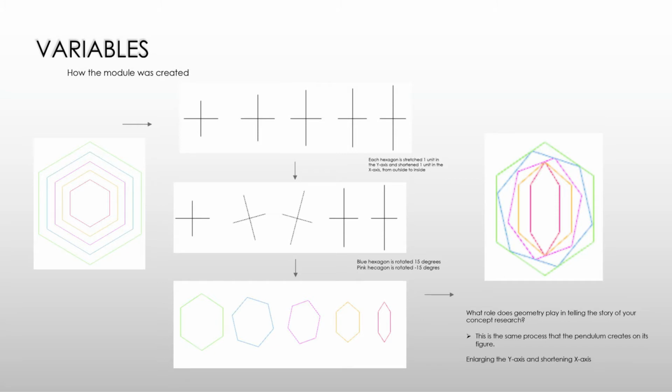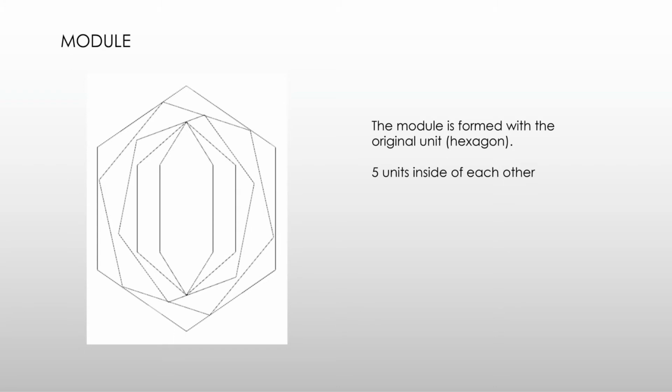The unit was then turned into a module. And to create this module, I followed the same principles that the pendulum does to create its pattern. I enlarged the y-axis and shortened the x-axis from the outside in, starting with the green hexagon, the biggest one, to the one inside. And for a little extra, I rotated the second and third hexagons to add more dimension to the angles. And this is the final module that I used inside the hexagons from my grid.